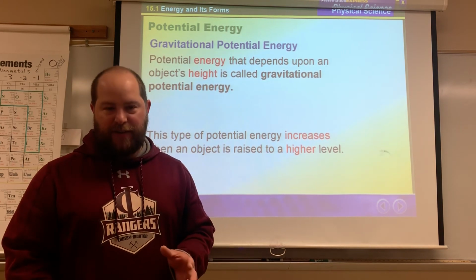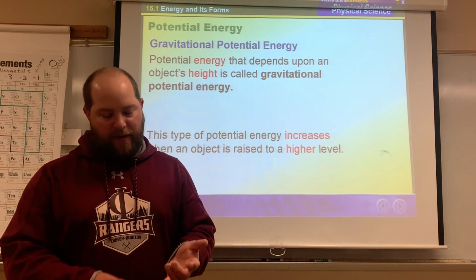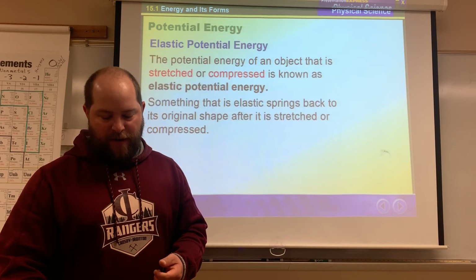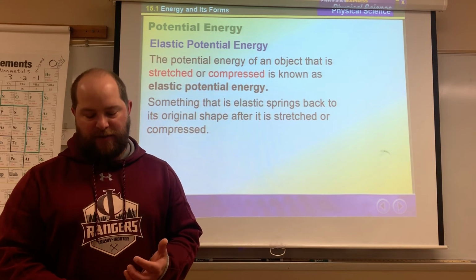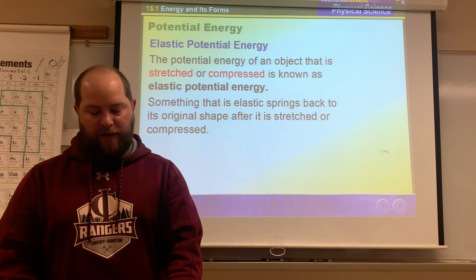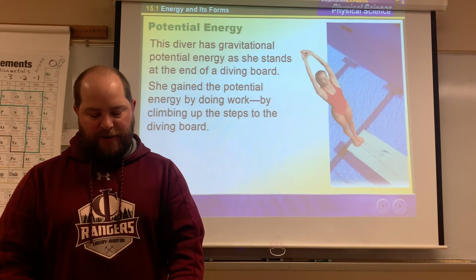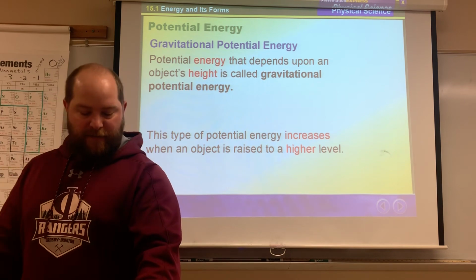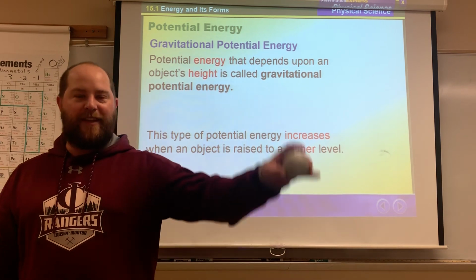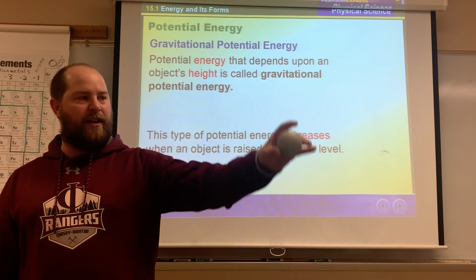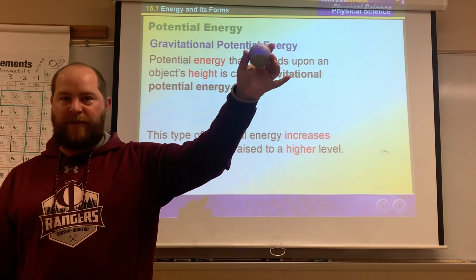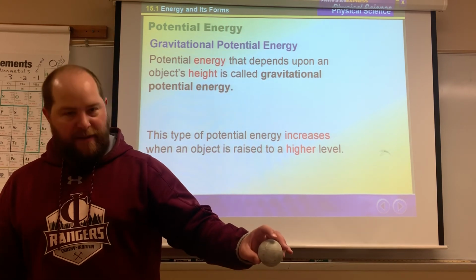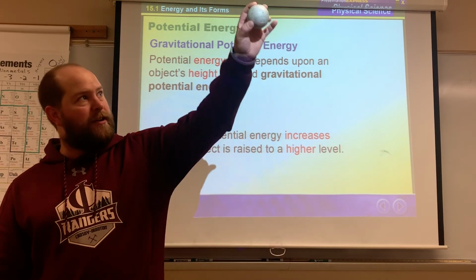So there's actually going to be two types of potential energy that we're going to learn about. One type is going to be the gravitational potential energy, and the other type we're going to learn about is elastic potential energy. There's formulas for both. We're just going to look at the gravitational potential energy. So gravitational potential energy is where the energy is going to depend upon that object's height. So if I take this, raise it up at X amount of height, that's what it's going to depend on. The higher the ball goes up, the more potential energy it has. So if I pick it up to here, it doesn't have a lot of potential energy. If I pick it up here, it has more, and so on and so on.